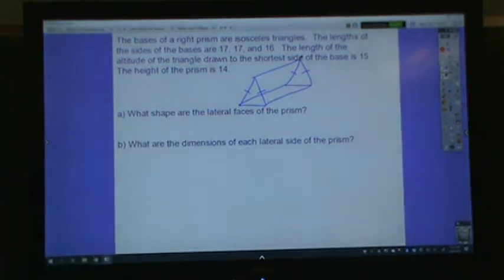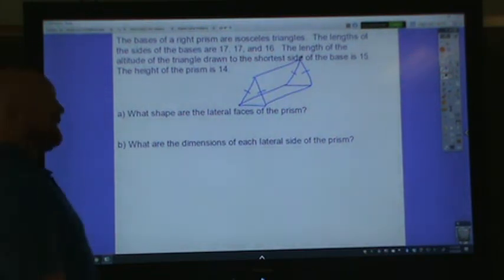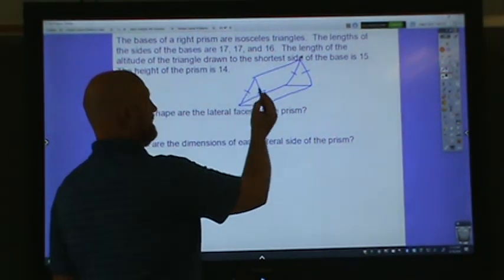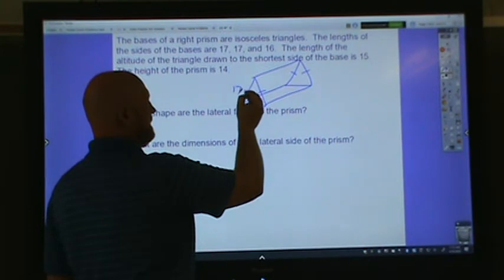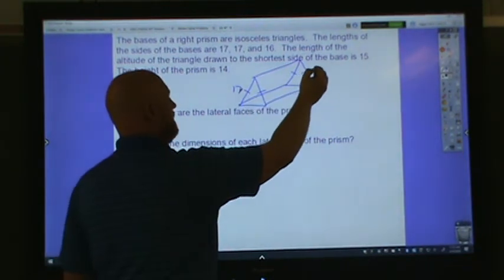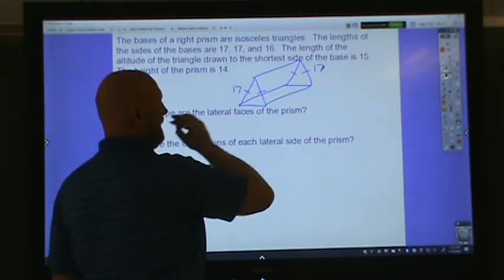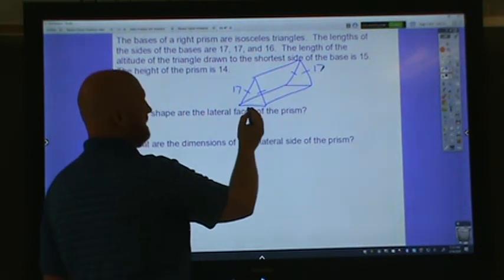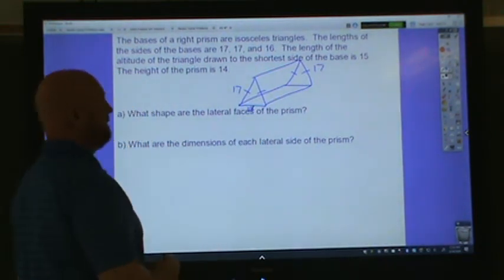It says the lengths of the sides of the bases are 17, 17, and 16. So those are the sides of the triangle. And my congruent sides have to be the 17 sides. So this is a 17, this is a 17. I'm going to write a 17 out here to show that. And then my base is 16, so maybe I put that down here.